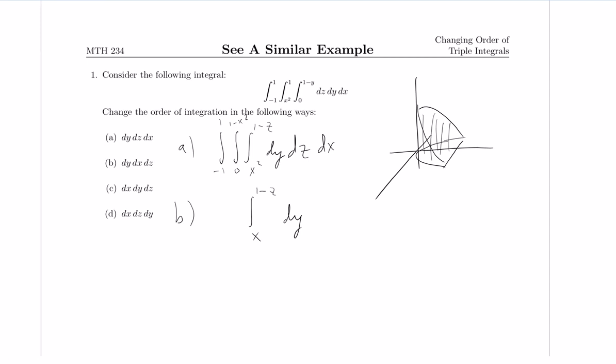The only difference in part B now is, again, we're looking at this picture in the xz plane. We're just describing it in the other order. So now z is the outermost integral. So we need to say z is between a constant and another constant. And of course it's going to be between 0 and 1.